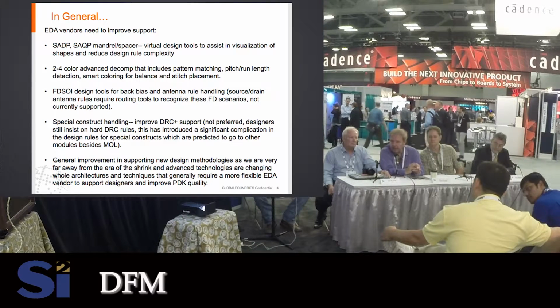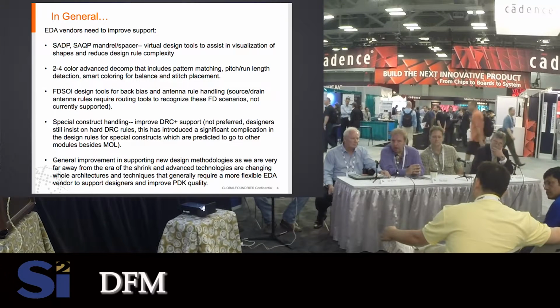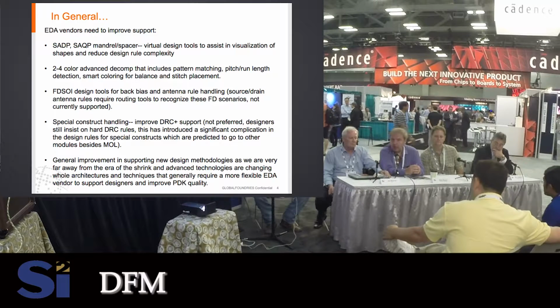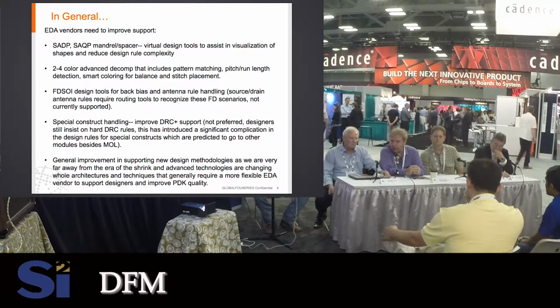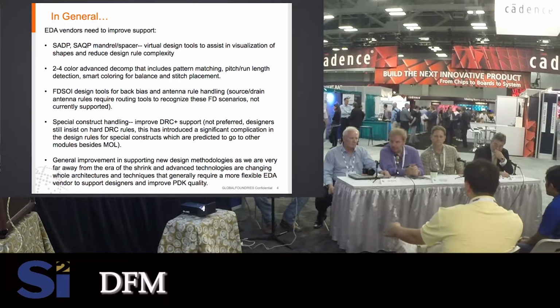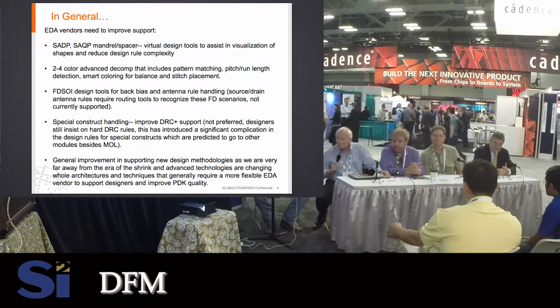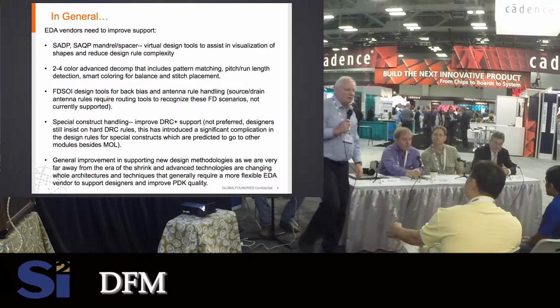That's the edge of the envelope. There's far more complicated stuff down at 7 nanometers and below, but hopefully we'll have EDA solutions to recognizing those DRC issues long before that gets out where people are actually doing 7 nanometer design. Okay, thank you. I'm going to open it to questions from the audience.